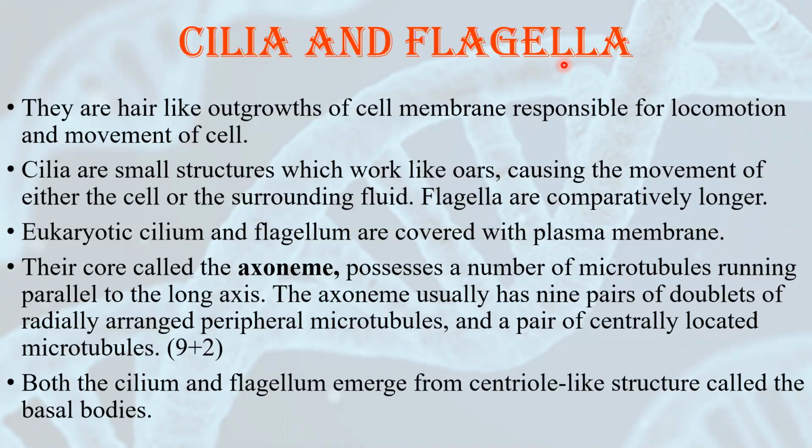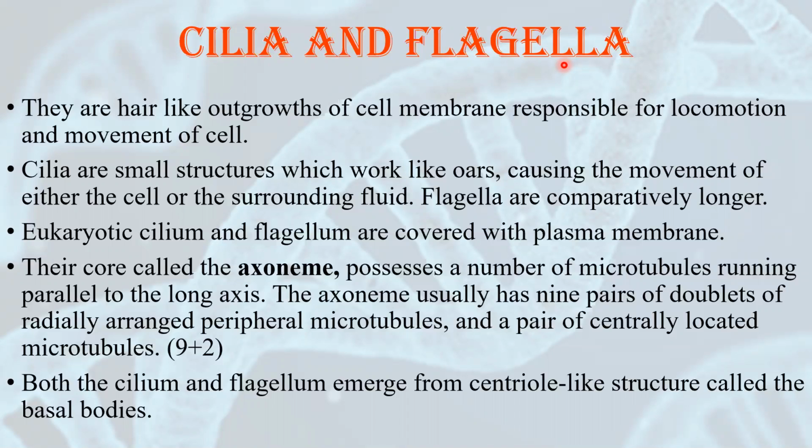Flagella are comparatively longer. Example of flagellated organism is Euglena. It has a tail-like structure which is known as flagella. It is also present in human sperm cell. The sperm has a tail-like structure, that is a flagellum. Eukaryotic cilium or flagellum are covered with plasma membrane. Their core is called the axoneme. They possess a number of microtubules running parallel to the long axis. The axoneme usually has 9 pairs of doublets of radially arranged peripheral microtubules and a pair of centrally located microtubules.